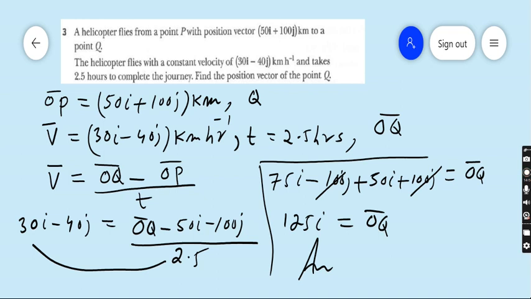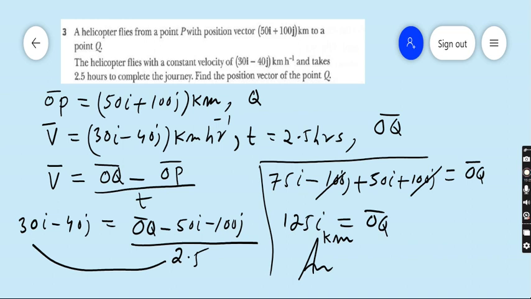Hence the answer of question number 3, the position vector of the point Q, is 125i kilometer. You must write it with its unit, that is kilometer. If the velocity is given in kilometer per hour and the time is given in hours, then the position vector must be in kilometers. Now move to question number 4.